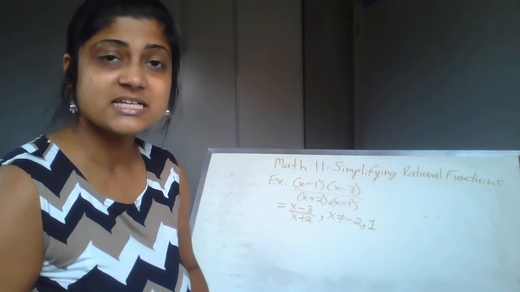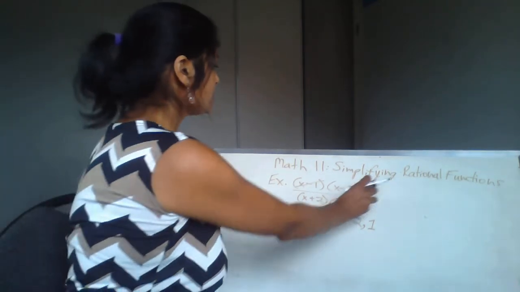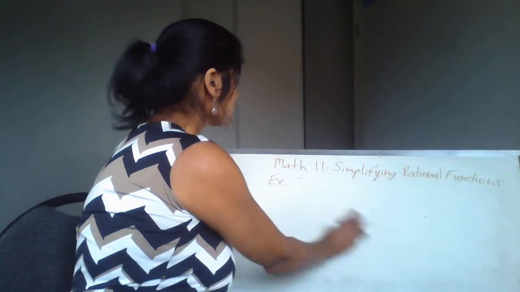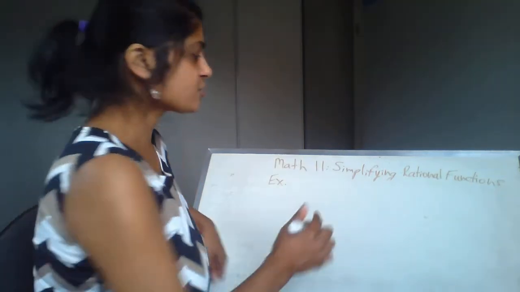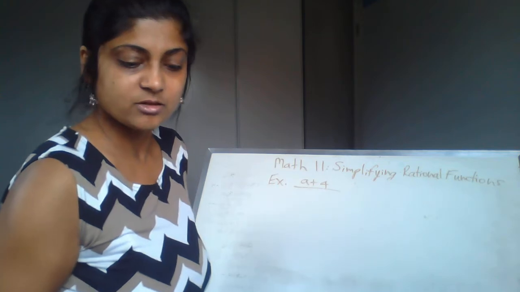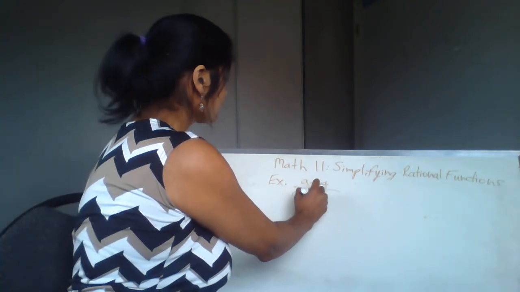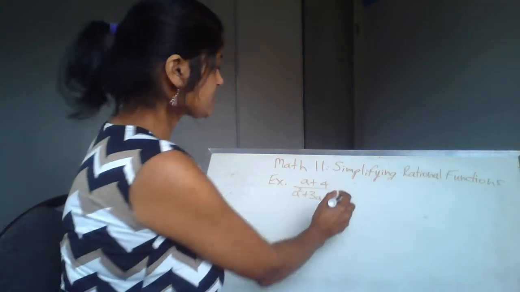All right? And the types of questions your teacher will give you will be more like this one. So let's try this example. So let me just take this off. We're going to try a plus 4, which is on the top. Okay, and on the bottom, I have a trinomial. So it's a squared plus 3a minus 4.